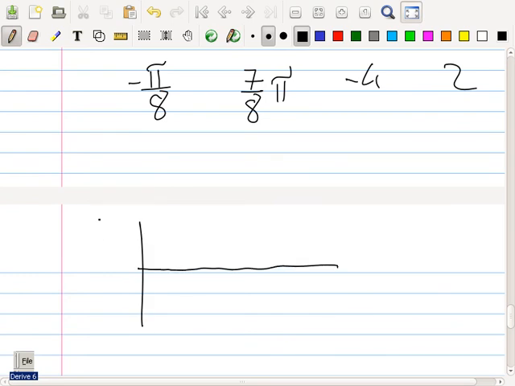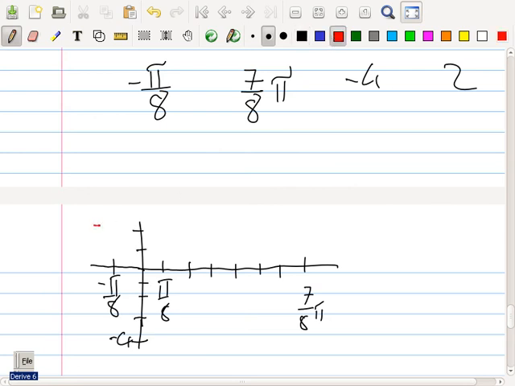Okay. So let's see, pi over 8, and I finish at 7 pi over 8. So I think I'll go up in eighths of a pi. So that's minus pi over 8, and then that's pi over 8, 2 pi over 8, 3 pi over 8, 4, 5, 6, 7 pi over 8. And then I have to go down to minus 4, minus 3, minus 2, minus 1, 1, 2.